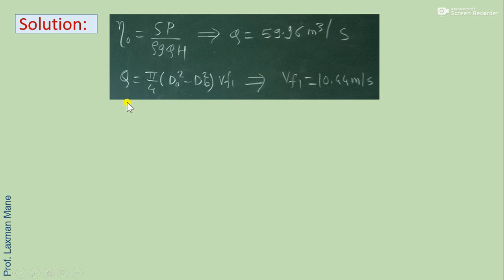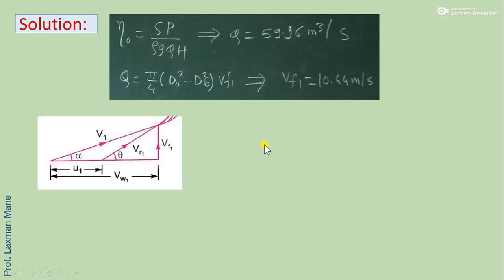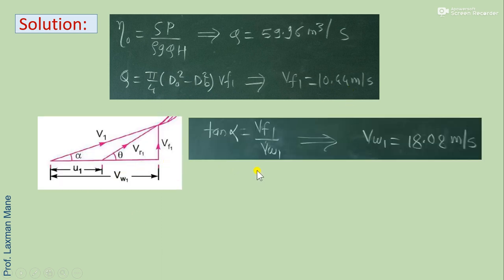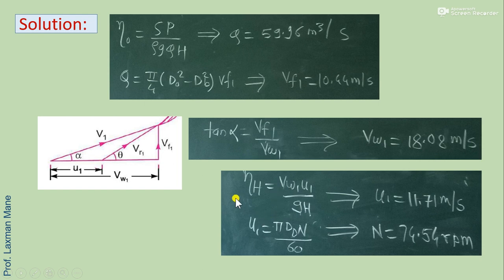Then for the formula, Q is equal to pi by 4 into (DO square minus DB square) into Vf1. From this formula we get flow velocity. The inlet velocity triangle we use to find Vw1 by using the formula of tan alpha. Then by using the hydraulic efficiency formula we get blade velocity, and by putting the value of blade velocity on the left side and runner diameter we get the speed of the turbine.